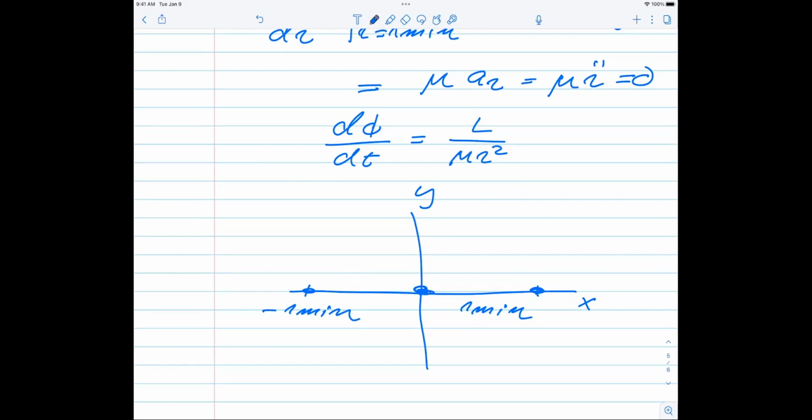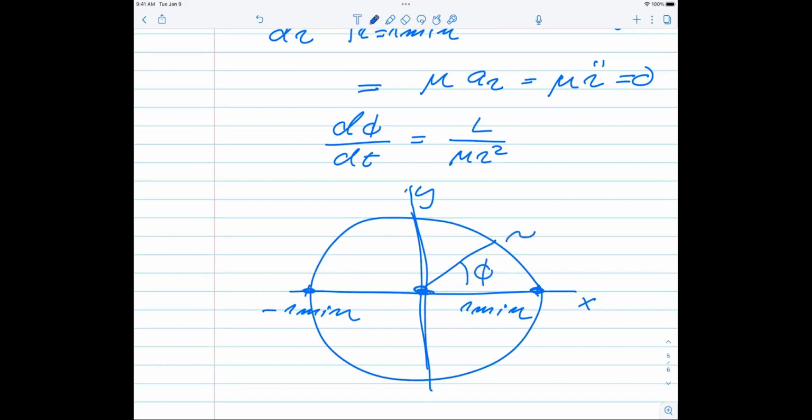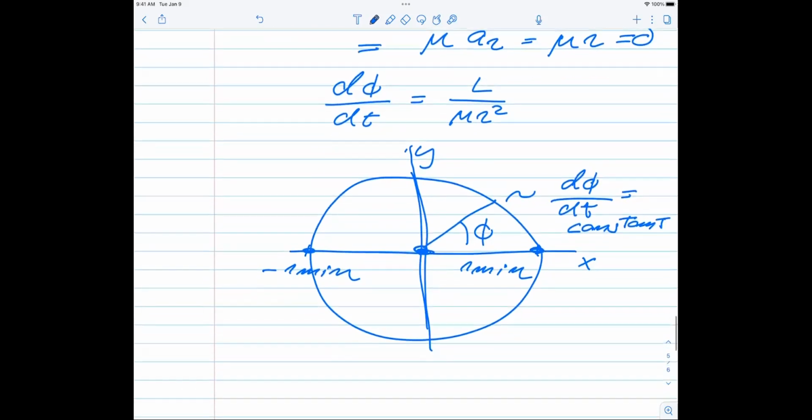And in our case now, if we now attempt at drawing a circle, and we put the angle here, phi, what we have here is that d phi dt is a constant because it's given by this R min. And if we now just bring it down here, so this is equal to L divided by mu and R min squared. So we say that the angular velocity is a constant.